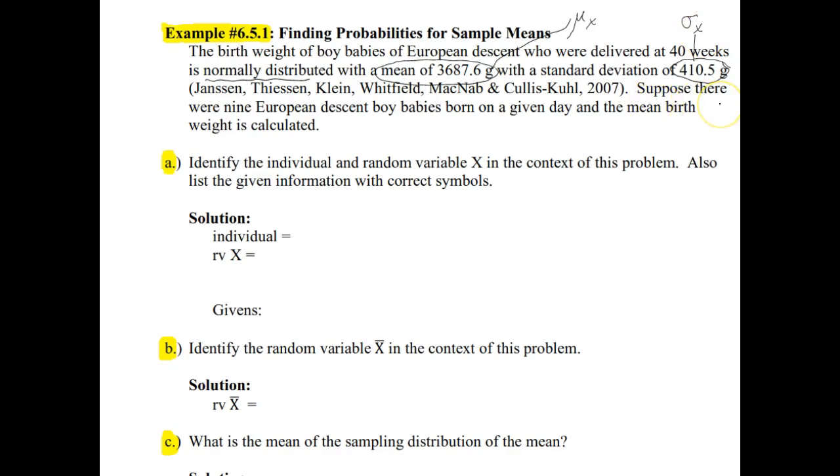So suppose there were 9 European descent babies born on a given day. So 9 is our sample size, so there's little n. And the mean birth weight is calculated. So again, this is for those 9 babies, so that's our x bar.